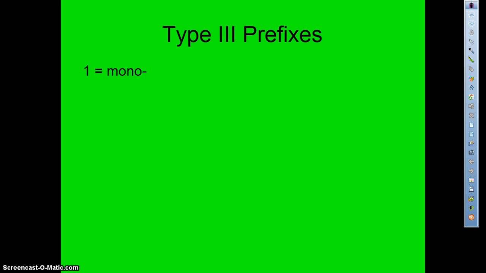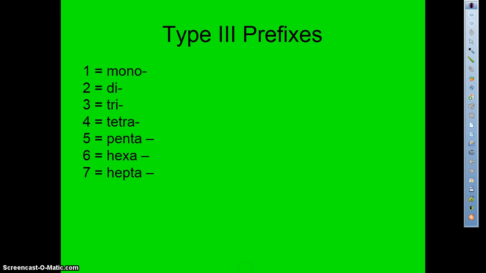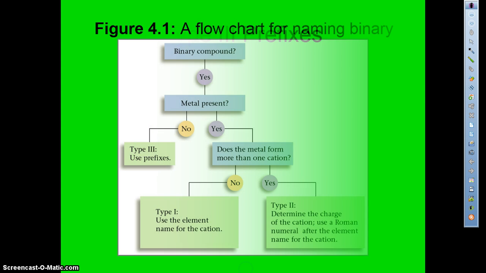Here are the prefixes that you're going to use for type 3s. Mono is 1, di is 2, tri is 3, tetra is 4, penta is 5, hexa is 6, hepta is 7, octa is 8, nona is 9, and deca is 10.